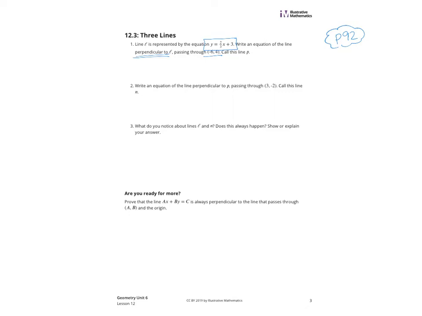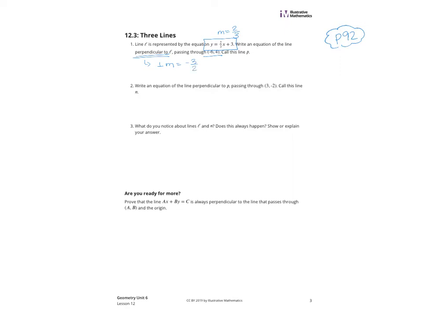Call it P. So for line P, I first need to figure out its slope. So I can tell the slope of line L is 2/3. But since P is supposed to be perpendicular, I need to figure out the perpendicular slope. So it would be the opposite reciprocal. So I would have -3/2.